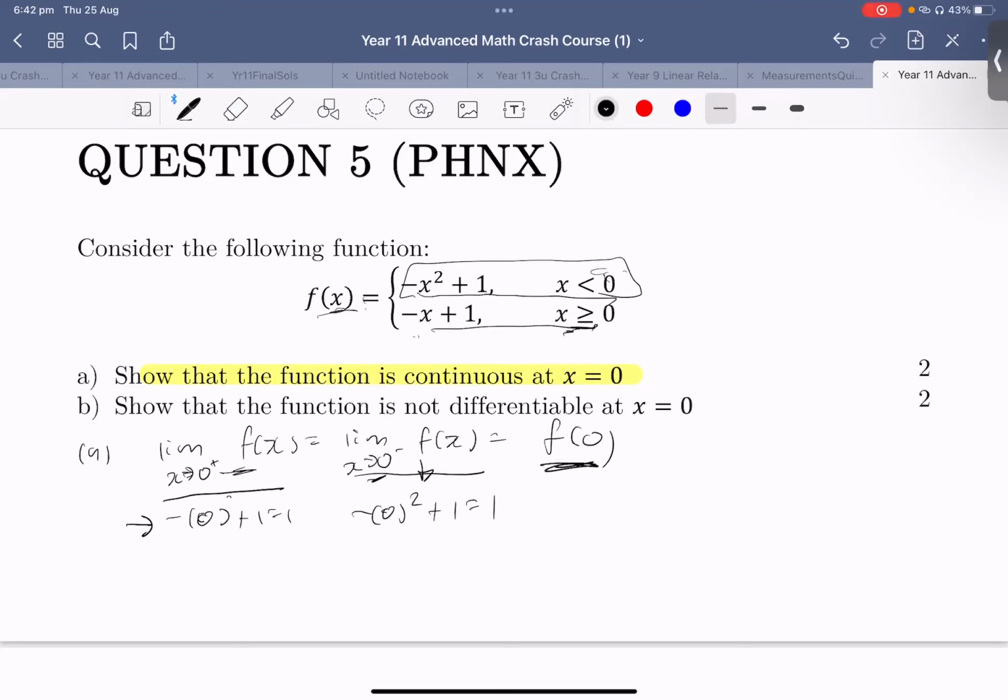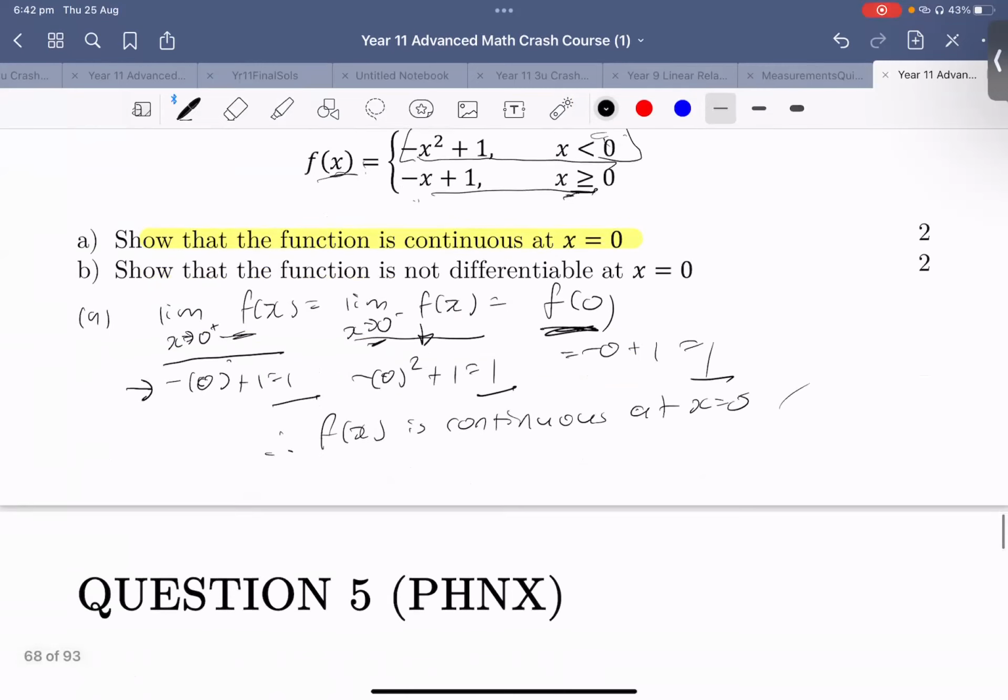Now what's f of 0? Can that be evaluated? Well, yes, it can, because we're given an equation here for when x is greater than or equal to 0. This equal to sign means that we can sub in 0 into this equation of the piecewise function. And that's equal to minus 0 plus 1, which is equal to 1. This is equal to this is equal to this, therefore continuous. So therefore f(x) is continuous at x is equal to 0. Yeah, that's what we need to do.